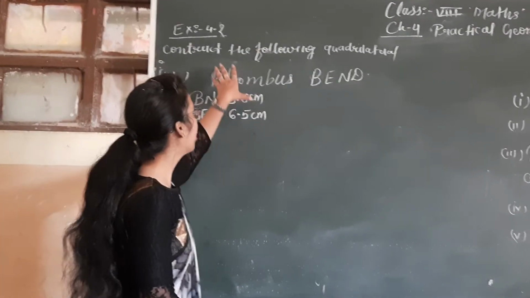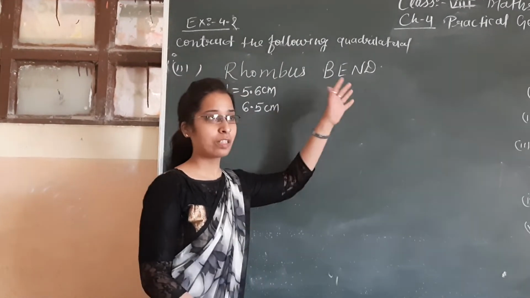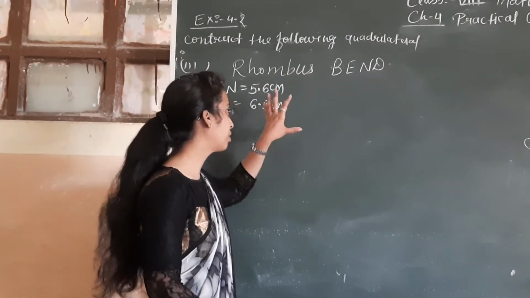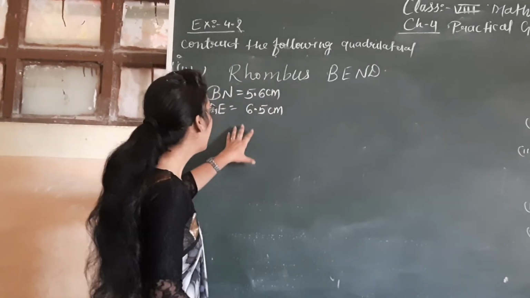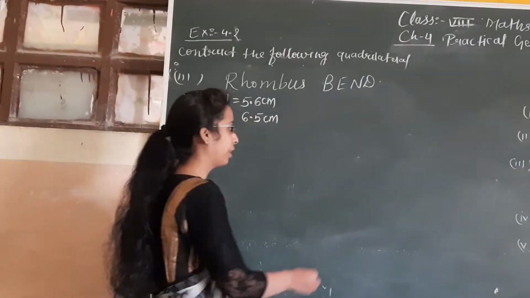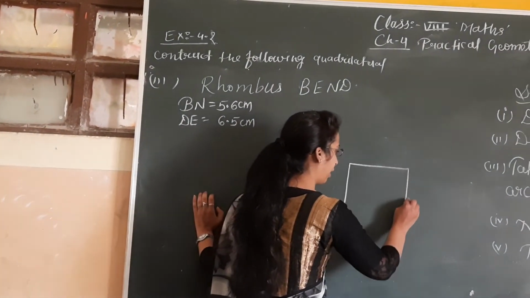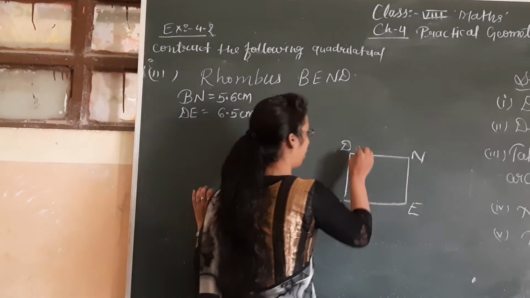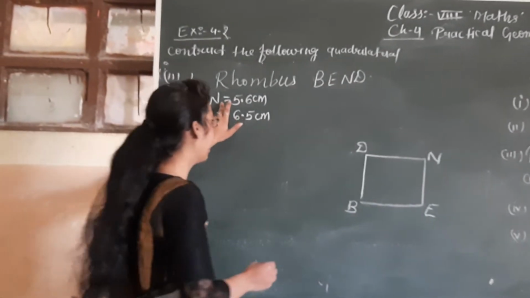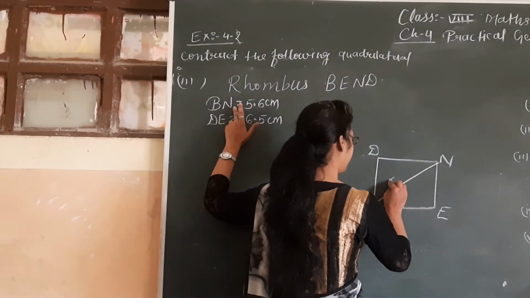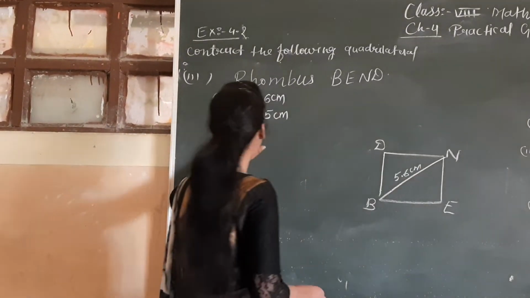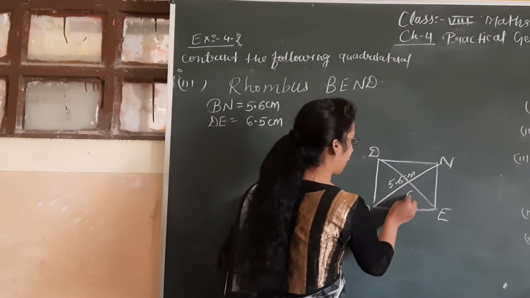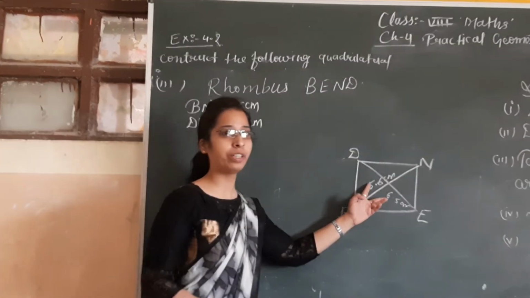Now the next question, rhombus BEND. So firstly we know what a rhombus is and what the properties of a rhombus are, because we use them when we make the rhombus. So firstly, as it is a rough sketch, draw a rough sketch of BEND. Okay. So BN is given here as 5.6 centimeter. And DE, so D is also this diagonal, is 6.5 centimeters. Here only two diagonals are given.